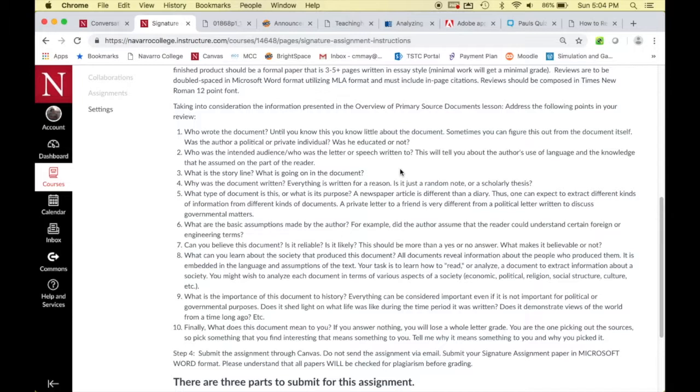So that's the next point there. Point 3 talks about what is the story, what's going on in the document. So if you're looking at a letter, what are they talking about? What are they discussing? If you're looking at a diary, again, what is the story? What are they telling us about? A speech, the same sort of thing. If you've got court documents, what is the story behind this?